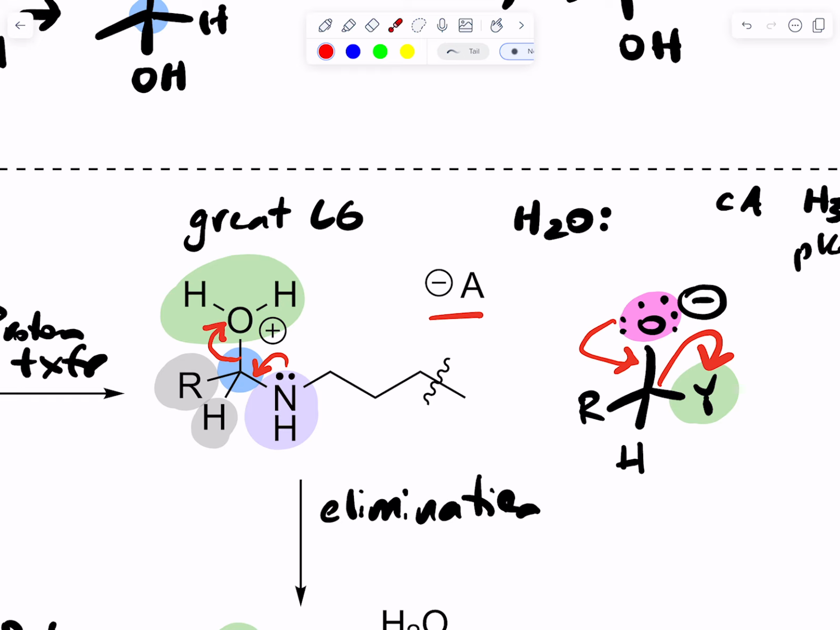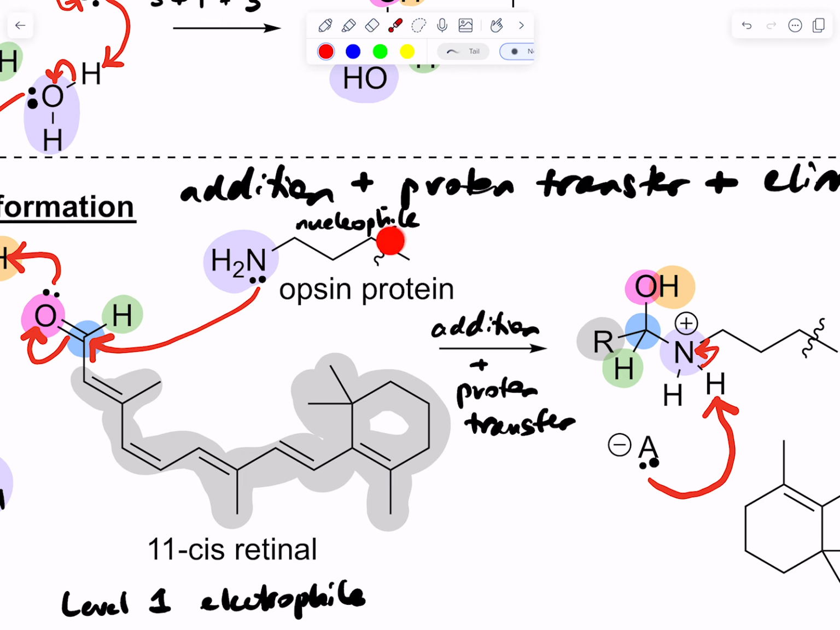Good. What else? Yeah. What does the squiggly line mean? Good, thank you. That means there's something large over here that I didn't want to draw. So the squiggly line means other stuff over here, where that other stuff is the entire opsin protein that has thousands of atoms in it.